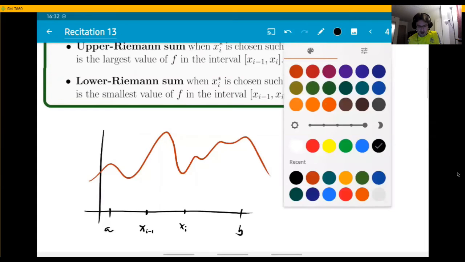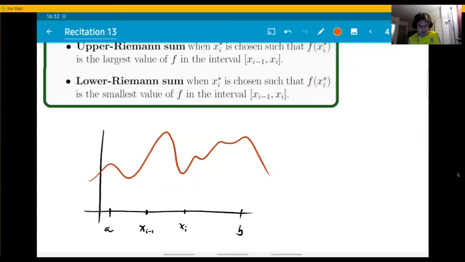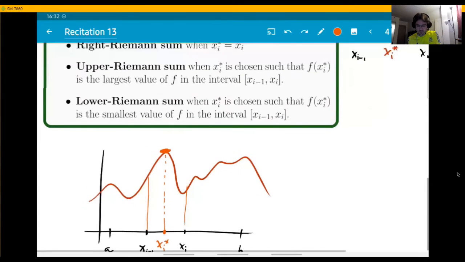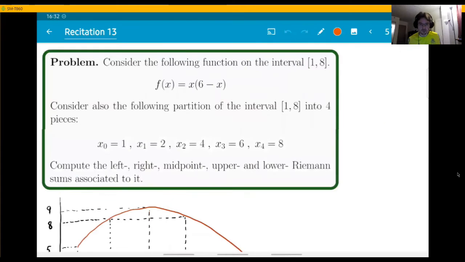In order to form an upper Riemann sum, what you have to do is select the one that gives you the largest value of the function on that interval. So when you look at the values of the function above this interval between x_{i-1} and x_i, the largest value that you find is this one up here. So that's the x_i star that you're going to be selecting for that interval. And similarly, a lower Riemann sum would be just select the smallest. Okay, but we can probably move on to the example.